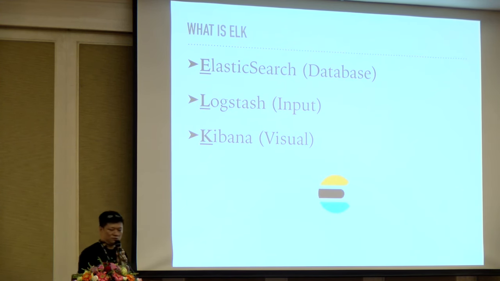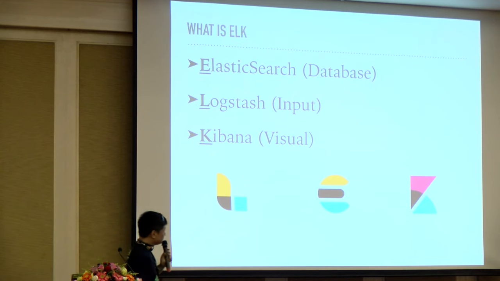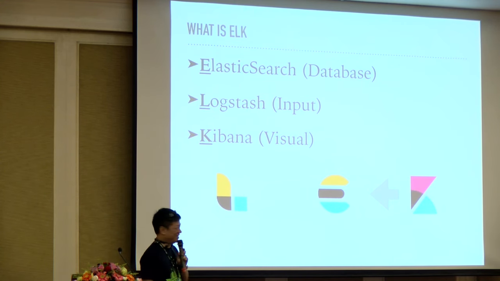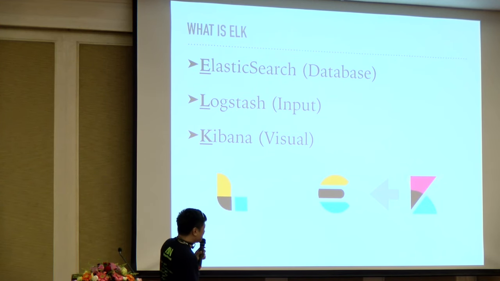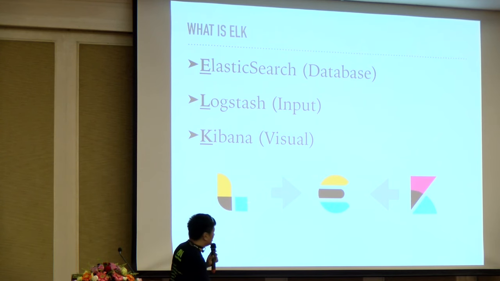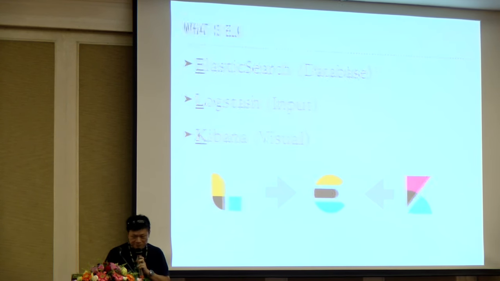So how is the flow between these three? This looks like K, so we know this is Kibana. E, Elasticsearch, and L. Simple. Logstash. So you know Kibana will be reading the data from Elasticsearch and providing visuals to the users. Logstash actually stores the data inside. Right?